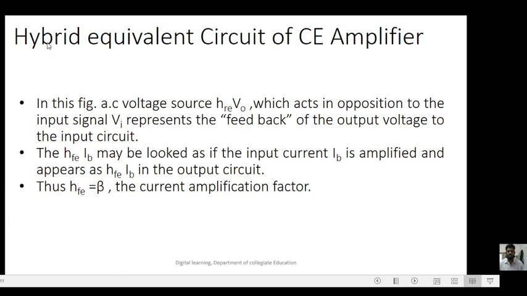Hybrid equivalent circuit of a CE amplifier. In this figure, the AC voltage source HRE V0, which acts in opposite to the input signal Vi, represents the feedback of the output voltage to the input circuit. The HFE IB may be looked at as if the input current IB is amplified and appears as HFE IB in the output circuit. The HFE equals beta. This is known as the current gain, also the current amplification factor.